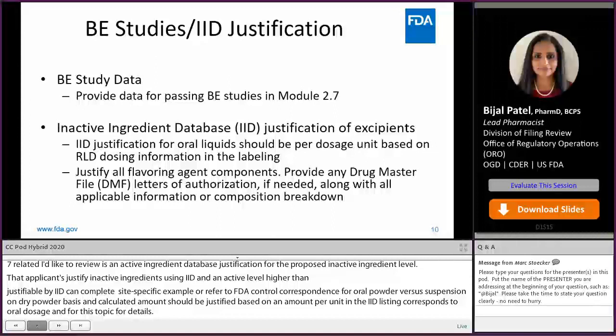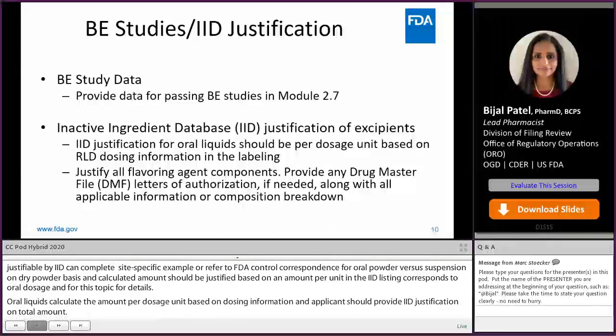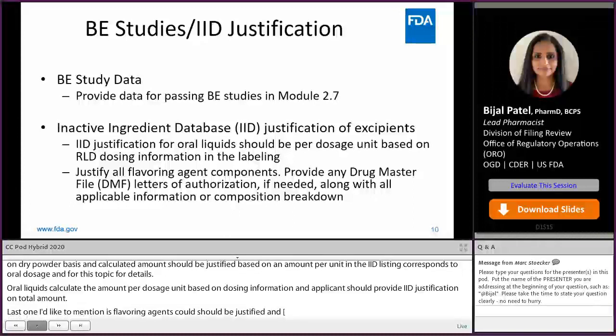The last point I would like to mention here is that all flavoring agent components should be justified. Also, provide a DMF letter of authorization if needed, along with other information as applicable. Or you may provide a composition breakdown of the flavoring agent.